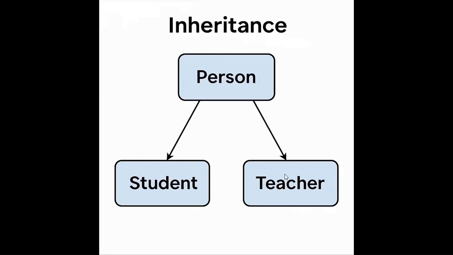The common data between a student and a teacher can be kept in a class called person. And if we want to have specific data about a student or specific data about a teacher, we are going to have a new class or a child class called teacher, and keep the unique details of a teacher in that particular class. So this is what inheritance looks like.